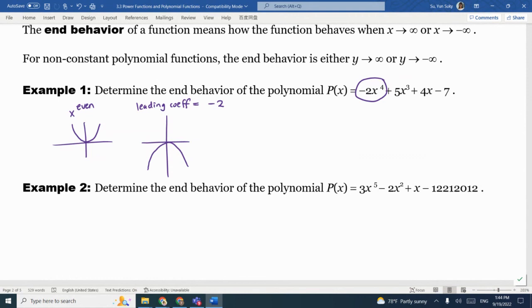Awesome. So now, when x goes to infinity, the y goes to what? Negative infinity, right? It goes down. How about when x goes to minus infinity? Y goes to negative infinity because it goes down, right? If it goes up, that's positive infinity. If it goes down, that's negative infinity. So far, so good, everybody? Okay, so this is example 1.